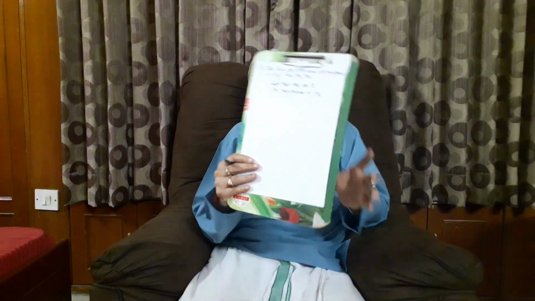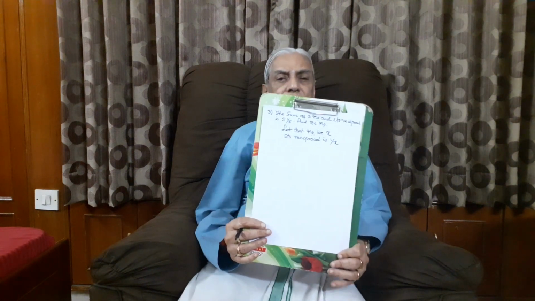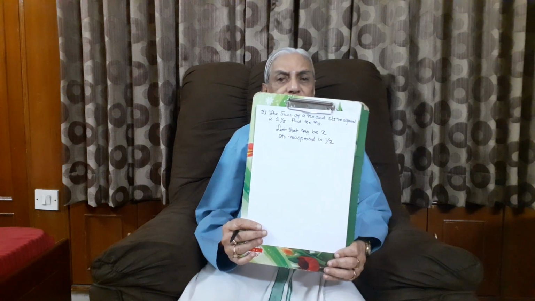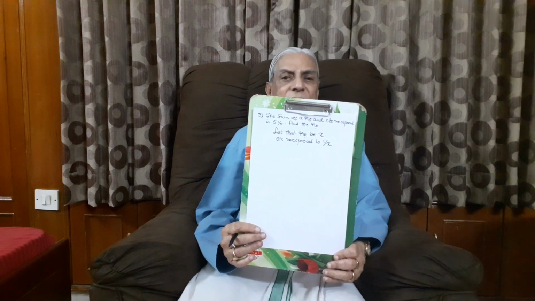So let that number be x. What have they given? Its reciprocal. Many people do not know the meaning of reciprocal. Its reciprocal is 1 by x. Why do you say that? What are reciprocal quantities? Those quantities whose product is 1. The reciprocal of x is 1 by x. Why, sir? X into 1 by x is 1.